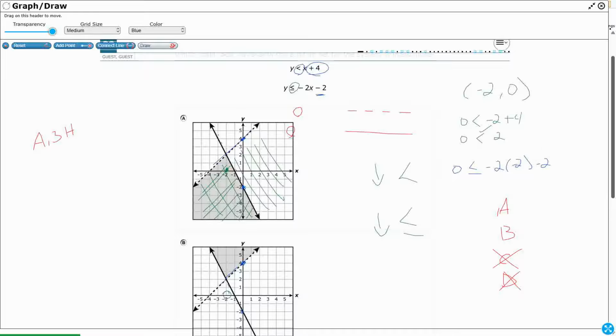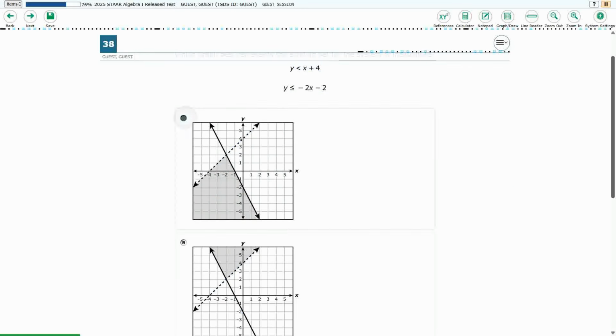Lots of -2's. So that's going to be 0 is less than or equal to -2 times -2 is 4. Positive 4 minus 2. 0 less than or equal to 2. Check. All right, so that is in the solution set. So our answer there is A.